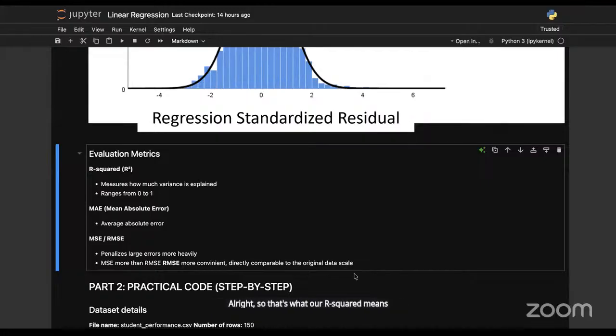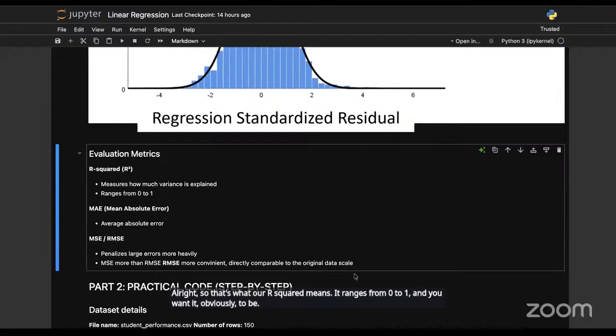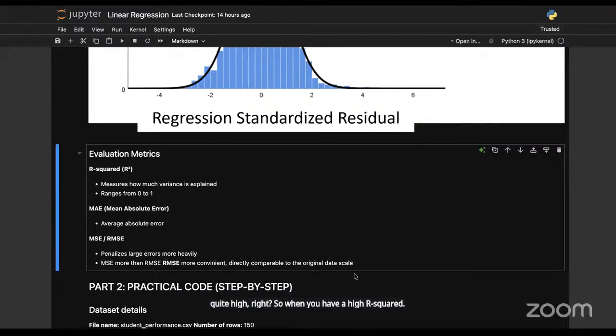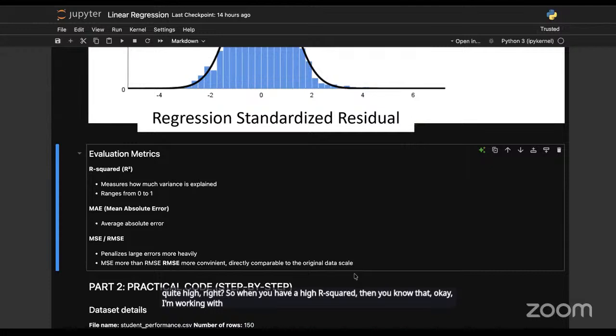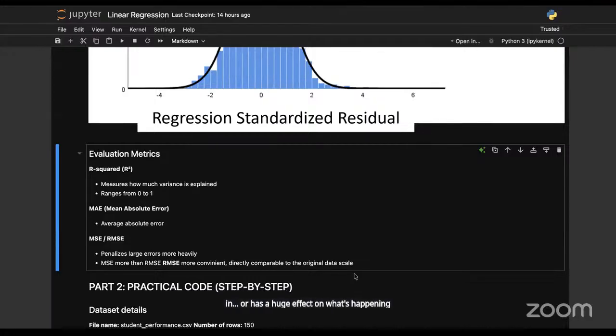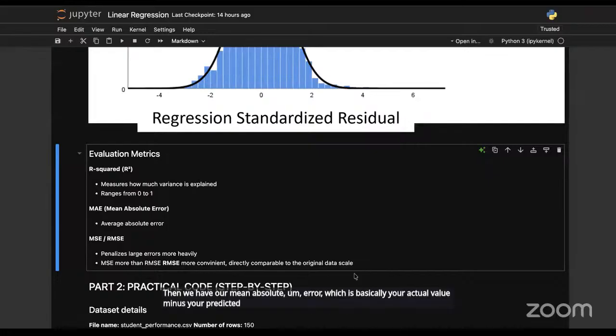It ranges from 0 to 1, and you want it obviously to be quite high, right? So when you have a high R squared, then you know that, okay, I'm working with the correct variables. These variables, my X value, does help in or has a huge effect on what's happening with my output variable. Then we have our mean absolute error, which is basically your actual value minus your predicted value all squared, and then divided by the number of observations, that gives you the average.